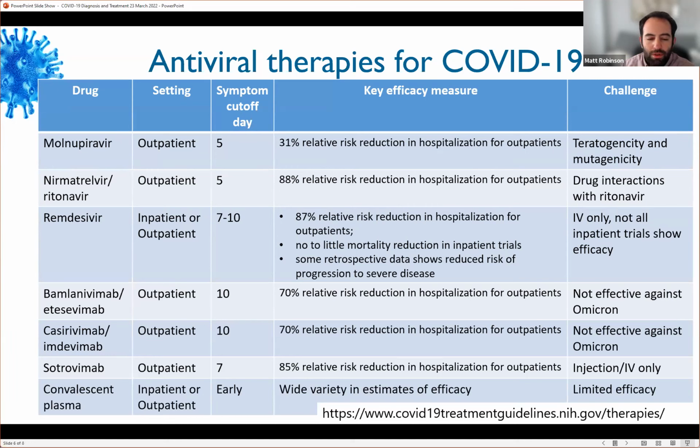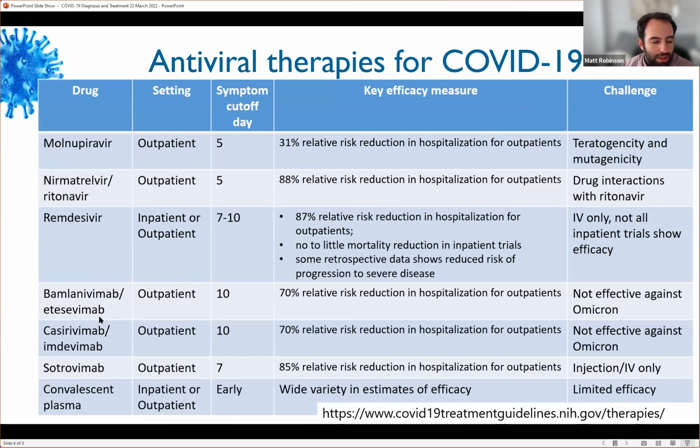It can be given over a 3-day treatment course and is very effective at preventing hospitalization, though, if it can somehow be given. There is some retrospective data that shows a reduced risk of progression to severe disease in patients who are not already severely ill. The problem with any of these antiviral therapies is that patients are frequently presenting to the hospital once they're already crossing into that inflammatory response phase. So antiviral therapies are less effective.